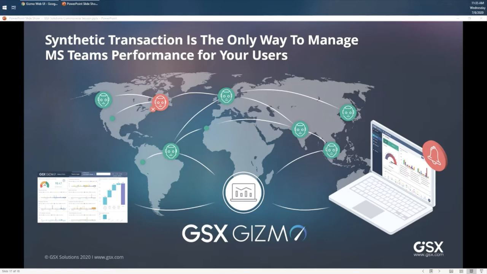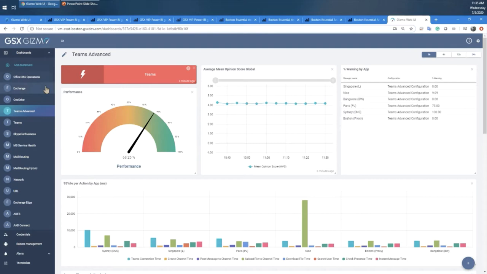And so quickly before closing that session, we mentioned that before, but we do that for all the main workloads of Office 365. Maybe you can quickly go through the main dashboards, Chris.